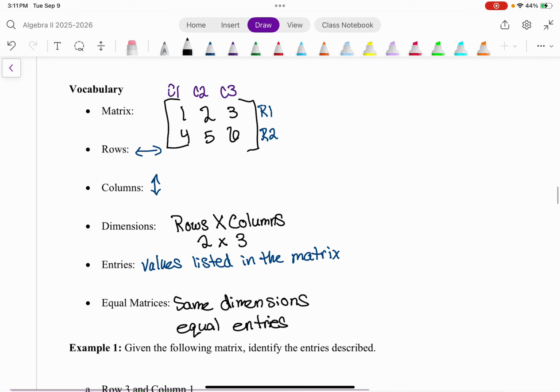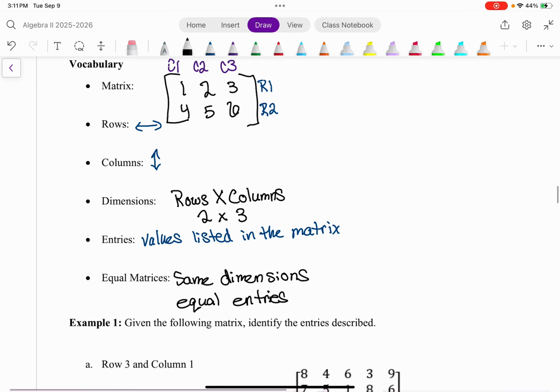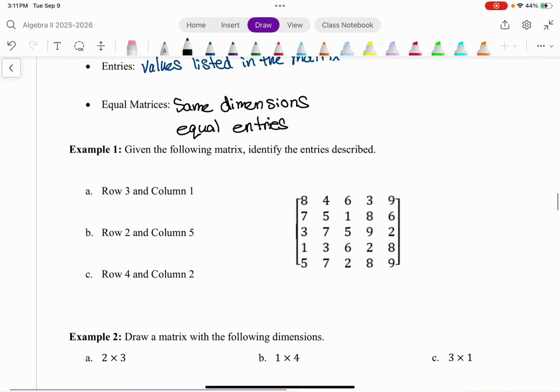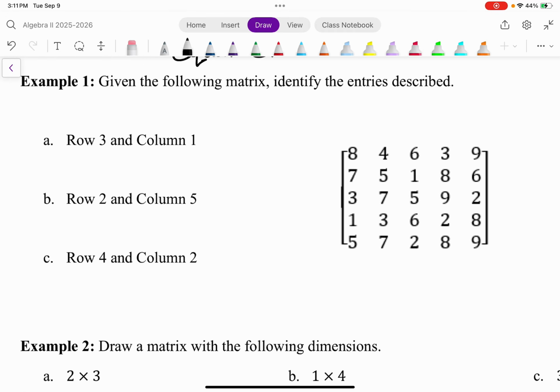All right. So if you have any questions on the vocab, make sure you are getting that clarified before you move on. So our first example, given the following matrix, identify the entries described. So we have a matrix. With this, we are going to have row 1, row 2, row 3, row 4, and row 5. And then our columns start left to right. So we would have column 1, column 2, column 3, column 4, and column 5. If it's helpful to label them, you can do that. It's not required, but to avoid any confusion, I recommend it if you are struggling with identifying them.